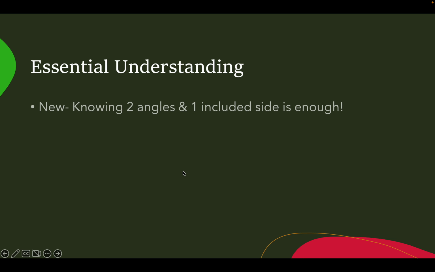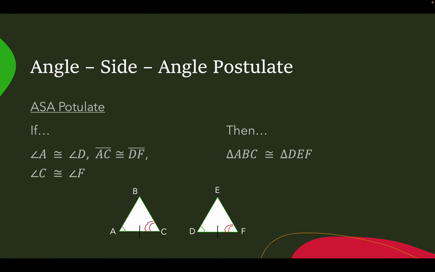Now, we're going to learn about knowing two angles and one included side, because that is also enough. So, angle, side, angle, postulate. ASA postulate. If angle A is congruent to angle D, and we know that AC is congruent to DF, and we know that angle C is congruent to angle F, then that's enough to know that triangle ABC is congruent to triangle DEF.